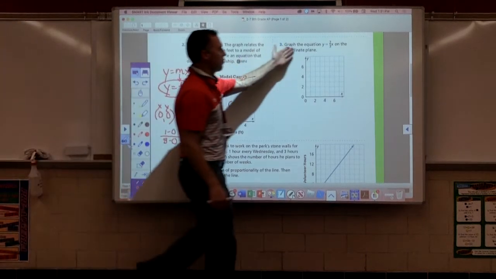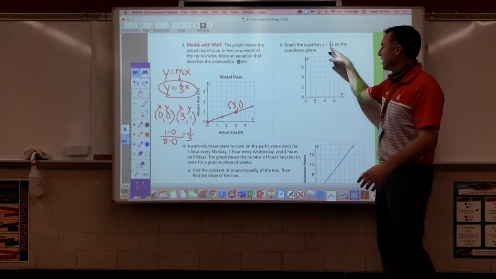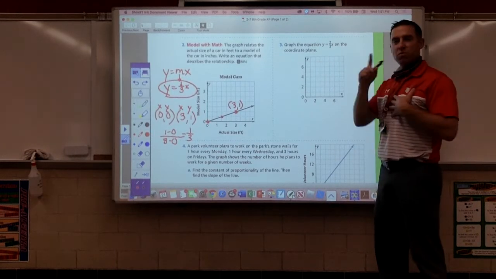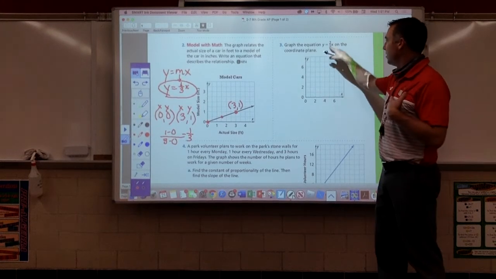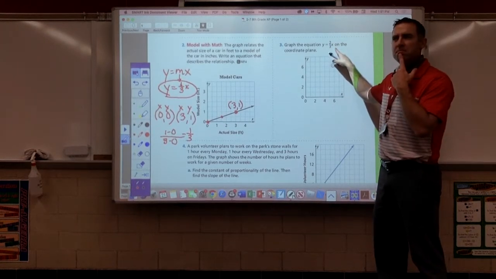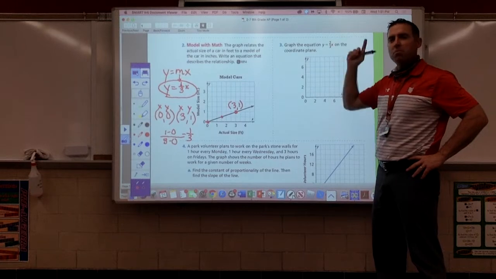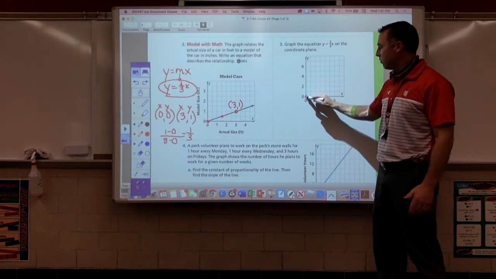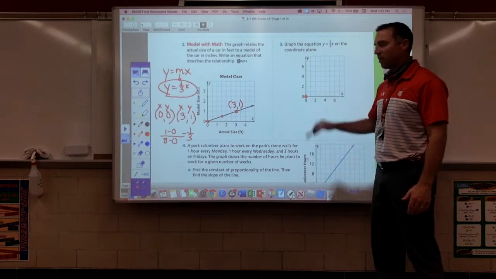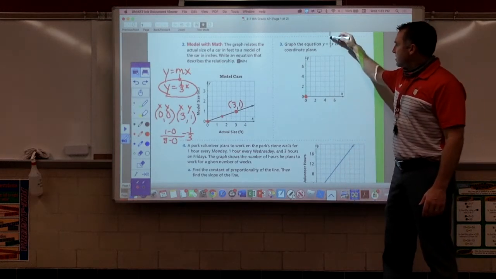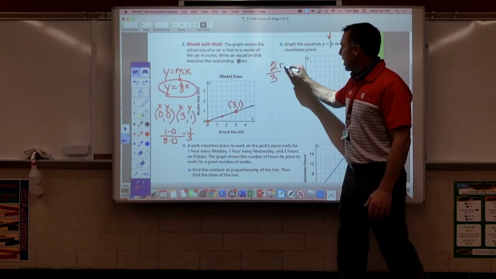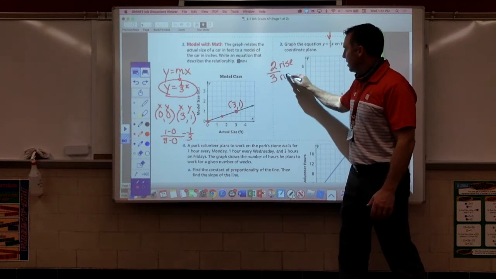That's right. This one says graph the equation y equals 2/3 x. Holy cow, I have to graph this? Well, it's real easy, my friends. This looks like what we've talked about, a proportional equation. Proportional equations always go through our favorite spot right there. This is telling us our slope, 2 over 3. This is a rise of 2, a run of 3.